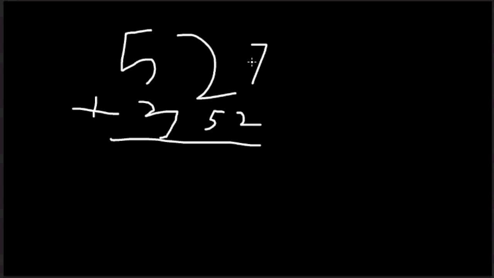As you can see right here, that's a 7 and that's a 2. So you add the bottom number to the top number. 7 plus 2 is 9, so we write a 9 right there. And 2 plus 5 is 7, so we write 7 right here. And 5 plus 3 is 8, so we put an 8. And there we go. This is the answer, 879. You see, that wasn't so hard.